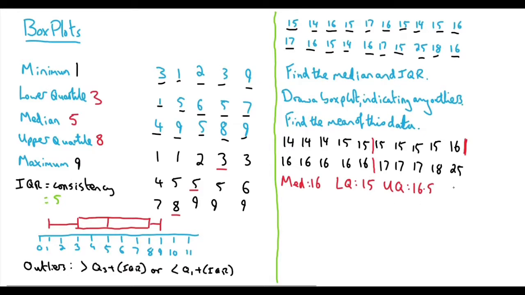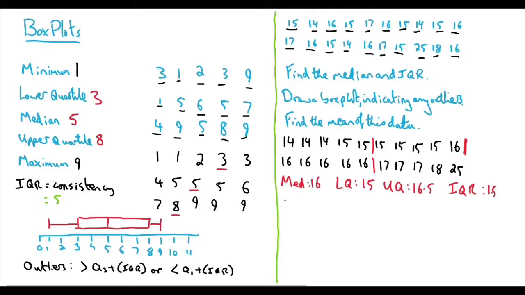From these, we can then get your interquartile range, that then being 1.5, because that's the difference between the lower quartile and the upper quartile. And now that we have this, not only have we just completed the first part of the question, but we can also now work out if there are any outliers and draw the box plot. For the outliers, we're going to be using the same formulas as before.